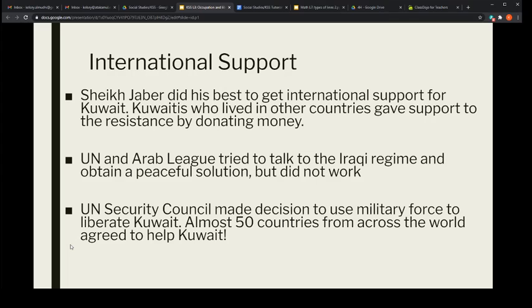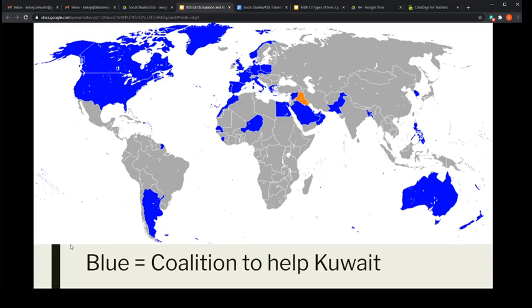The UN and Arab League tried to talk to the Iraqi regime and obtain a peaceful solution, but it did not work. The UN Security Council made decisions to use military force to liberate Kuwait. Almost 50 countries from across the world agreed to help Kuwait. As you can see in blue, those are the countries that agreed to help Kuwait.